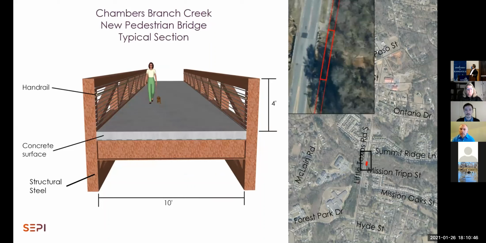Continuing south down to Chambers Branch, this is where the new pedestrian bridge will be located. The existing roadway bridge was not wide enough to install a sidewalk on it, and it was out of the scope of this project, and quite frankly out of the budget, to install a new roadway bridge that would accommodate sidewalk.